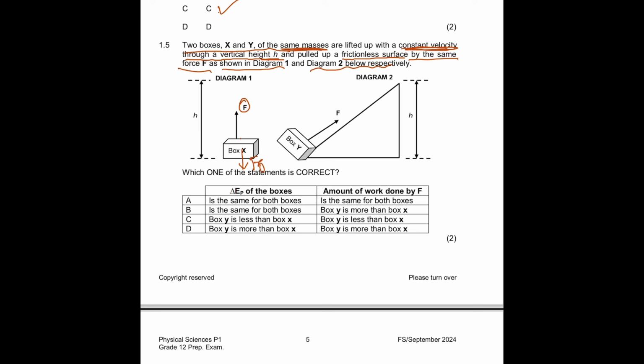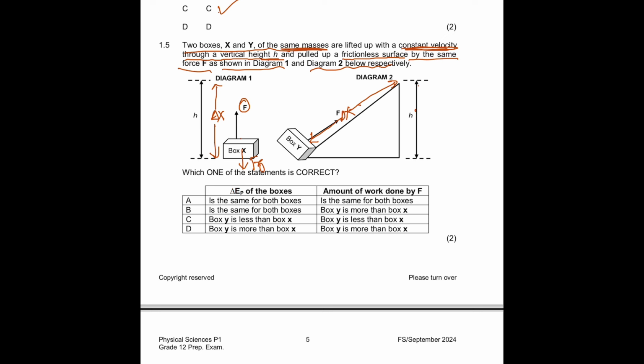And the displacement that box X is going to travel is the same as the height, right? And then let's look at diagram 2. Diagram 2 has a different displacement. The displacement there is the hypotenuse. Look at the displacement and the height, they are not the same.